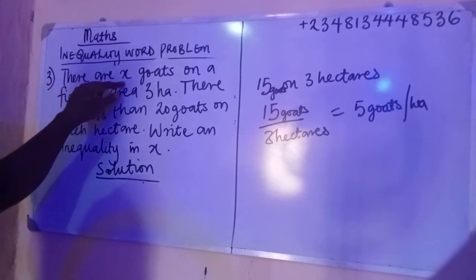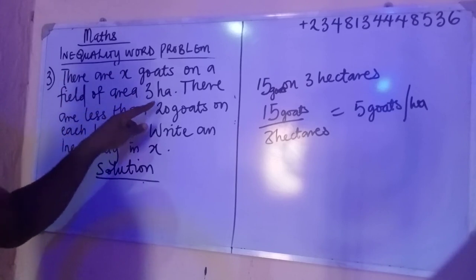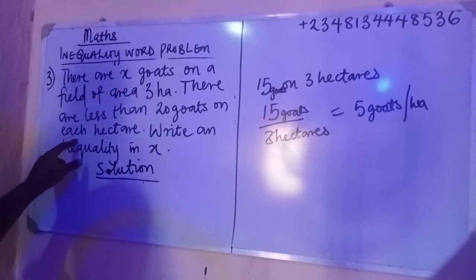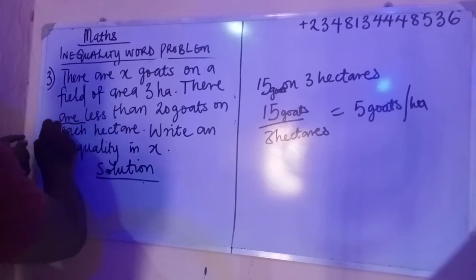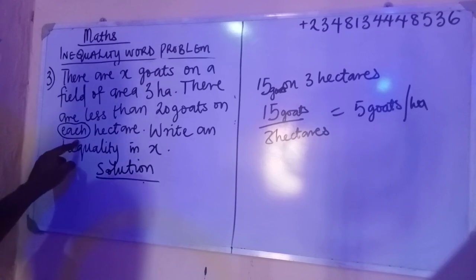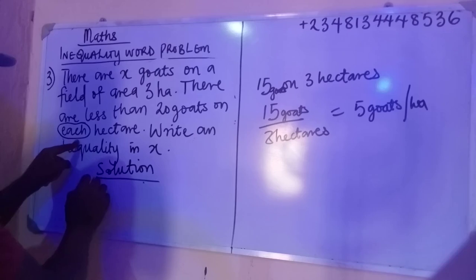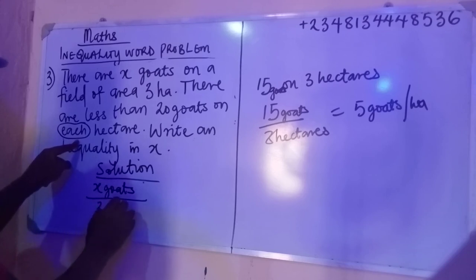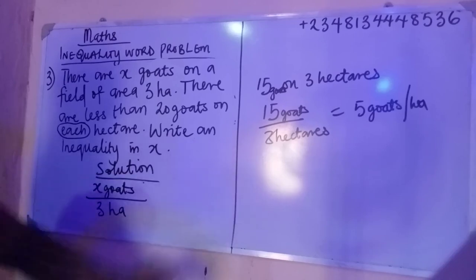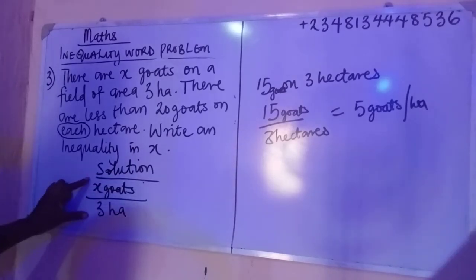There are X goats on a field of 3 hectares. In other words, because I have each, I've always said this: once you see each in a word problem, you have to deal with it. So for each hectare, to find how many goats you have on each hectare, you are going to do what? X goats divided by the number of hectares. Have you seen it now? What we did here, 15 goats divided by the number of hectares. I've written an expression now.